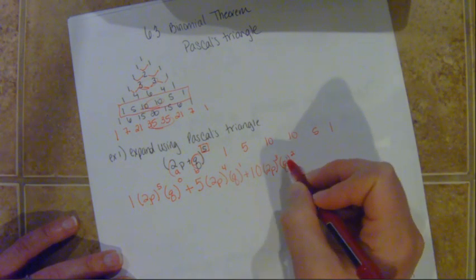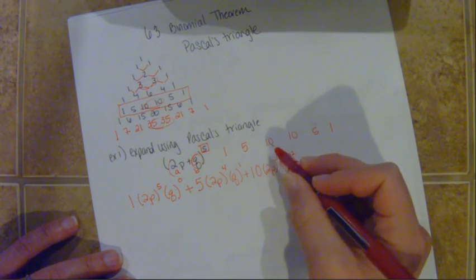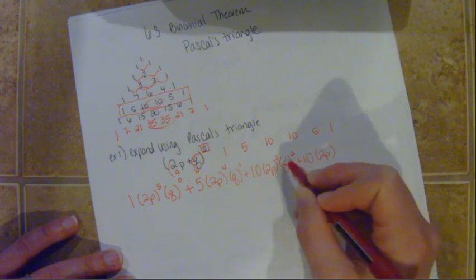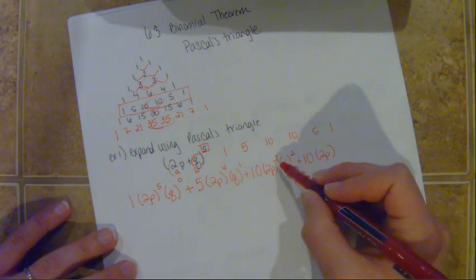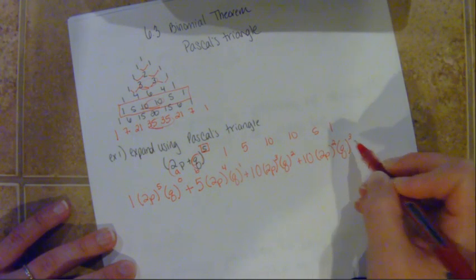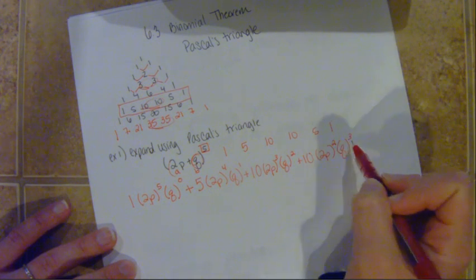Again, that 3 and that 2 are adding up to be a 5. So I'm going to keep going. My next one is a 10. And then this 2p is going to drop down again, so this 3 is going to become a 2, and this q is going to pop up to a 3. So it keeps on going up. Again, 2 plus 3 is 5.